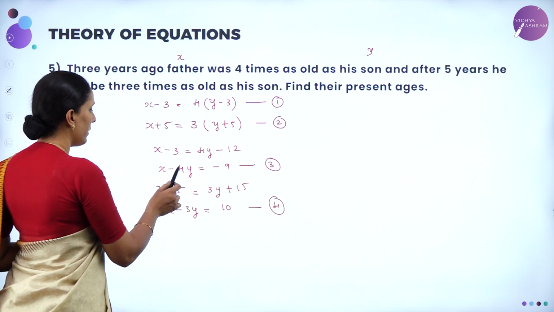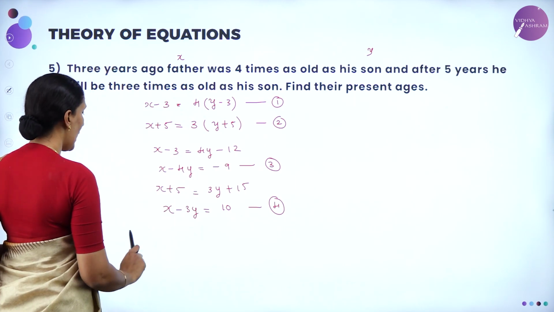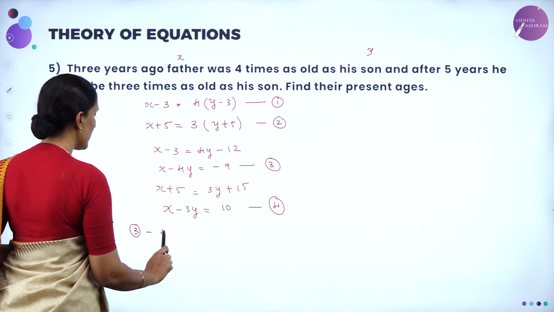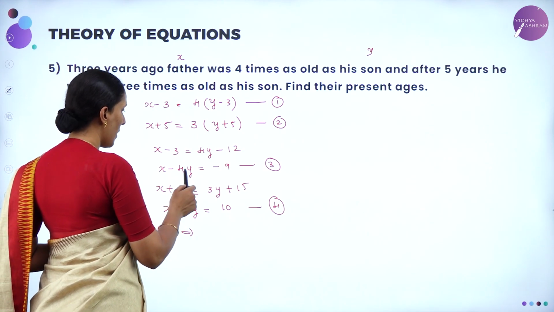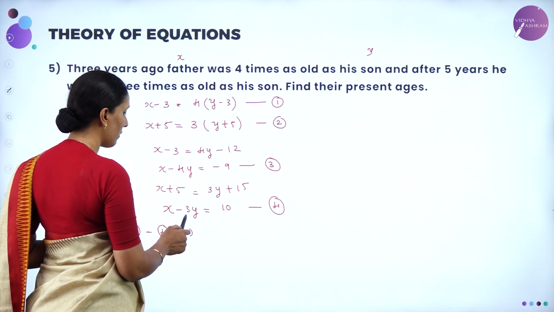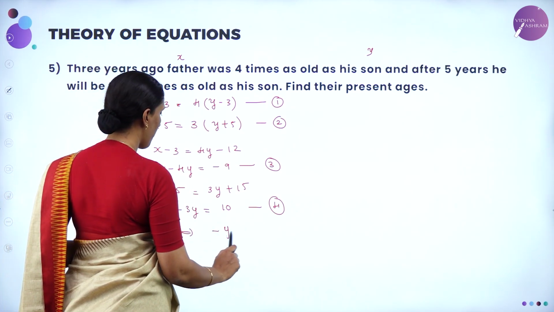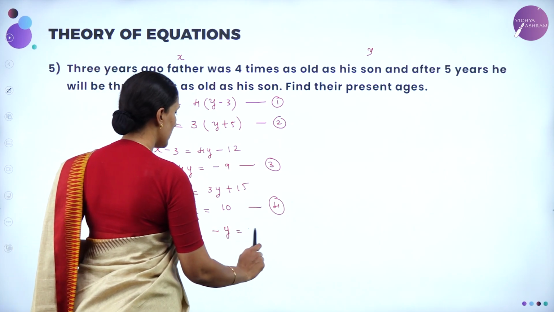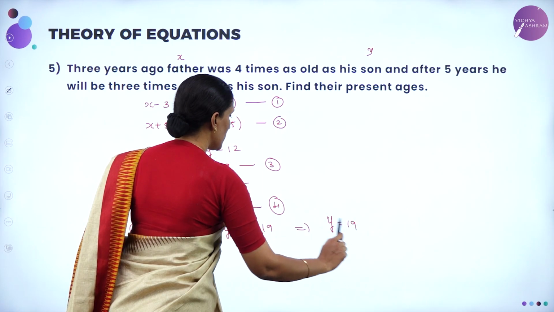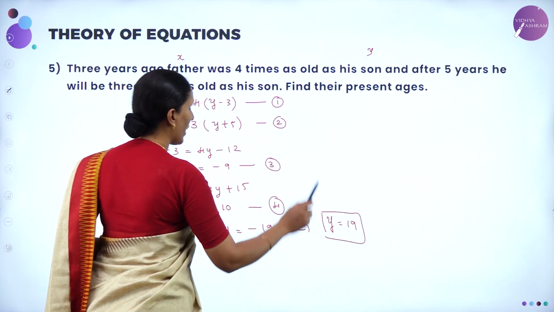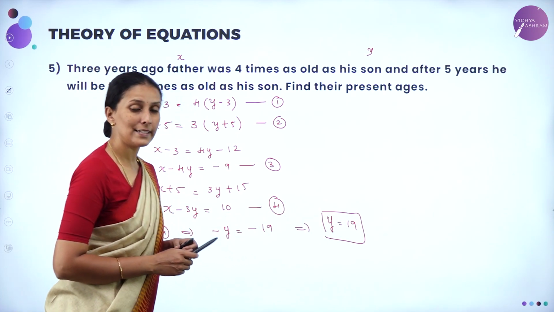Now we can add or subtract equations 3 and 4 here. So I'll take equation 3 minus equation 4. So this implies x minus x is 0, minus 4y, when we are subtracting we need to change the sign, minus 4y plus 3y is minus y, minus 9 minus 10 is minus 19. So y is equal to 19. What is y? y is the age of the son. So therefore the present age of the son is 19.